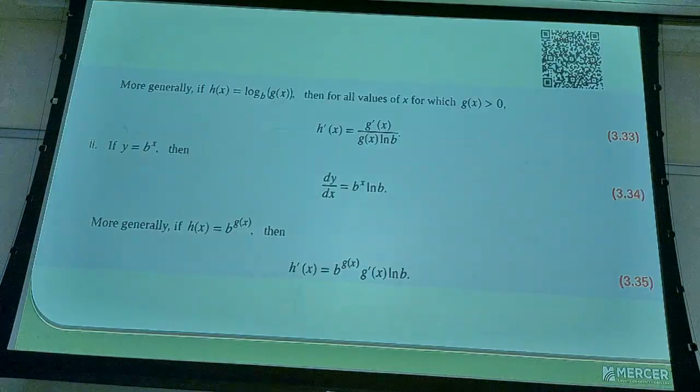And for the general exponential, the derivative of b to the g of x is b to the g of x times g prime of x times natural log of b.